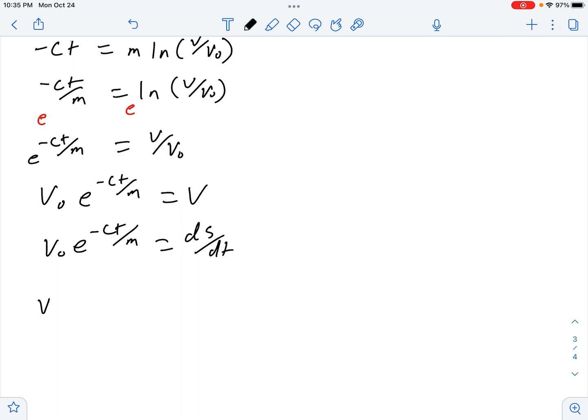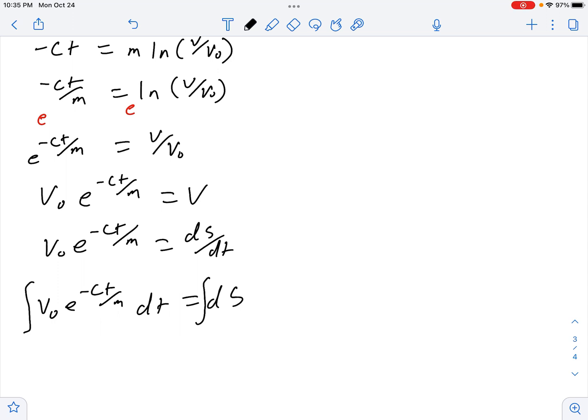Here, let me show you. v naught e to the negative ct over m. I'm going to move that dt over. And what I have here is another integral. I'm going to integrate on the left-hand side with respect to time, and on the right-hand side with respect to position.